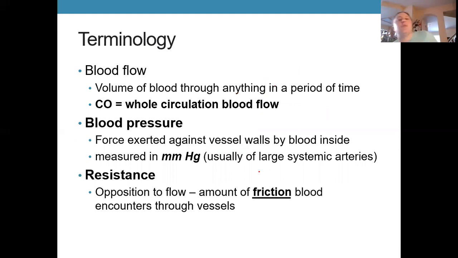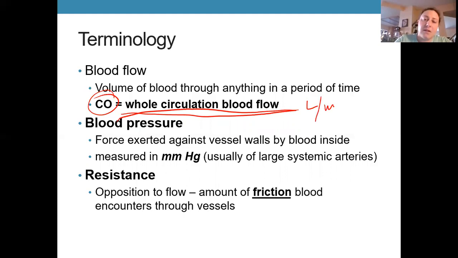So flow can pertain to any part of the circulatory system, or it can refer to the entire circulatory system. So cardiac output, which we talked about before, is actually the blood flow through the entire circulation in liters per minute usually. Blood pressure is going to define this gradient that we're working with.